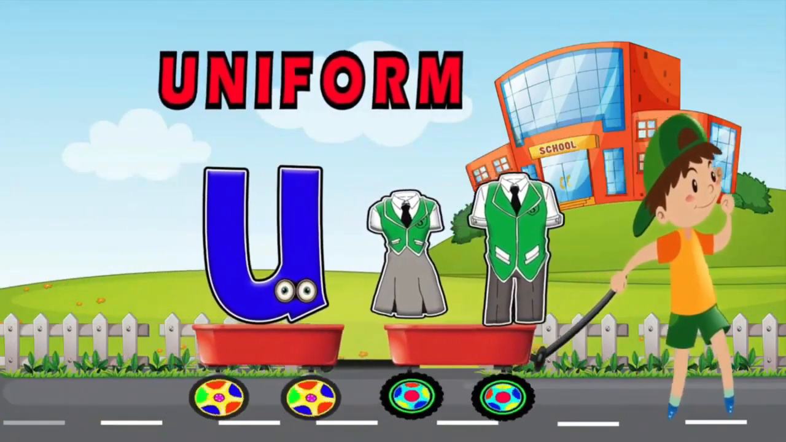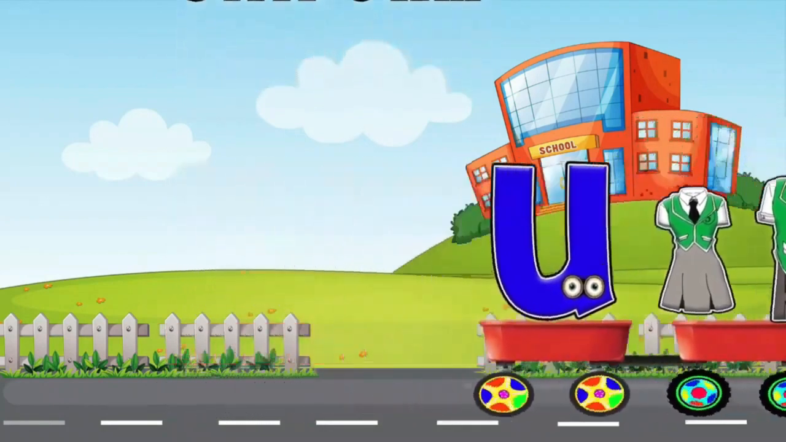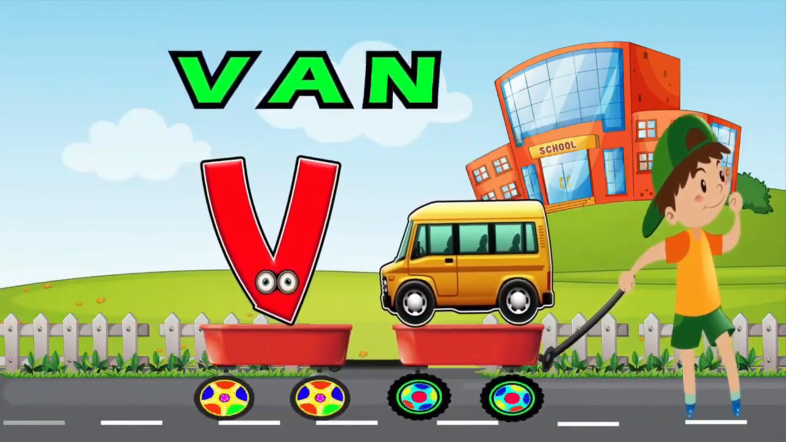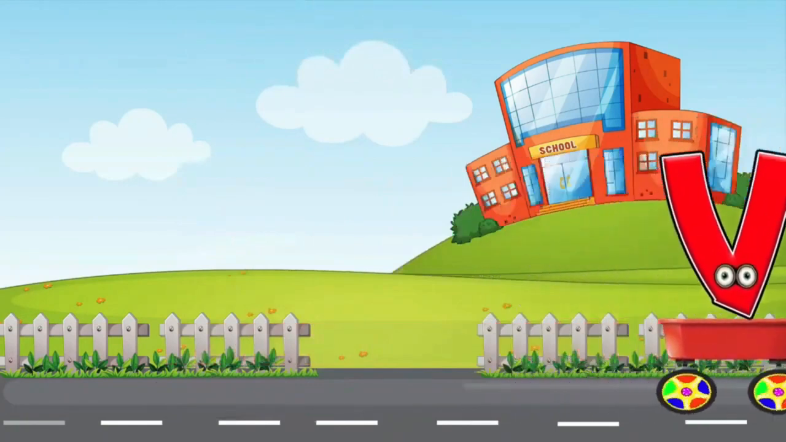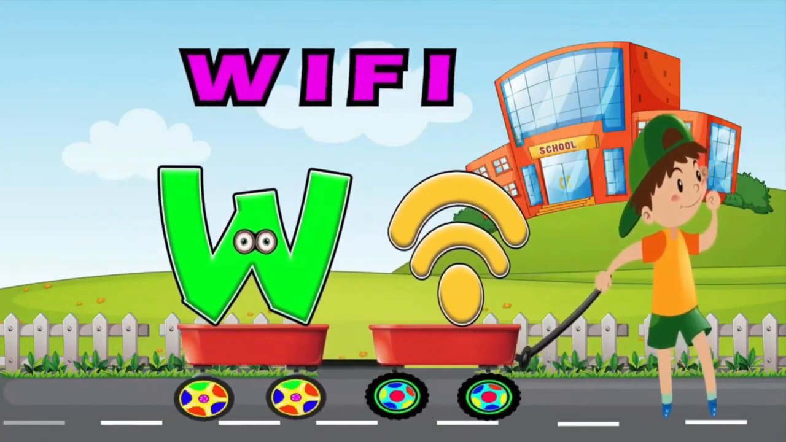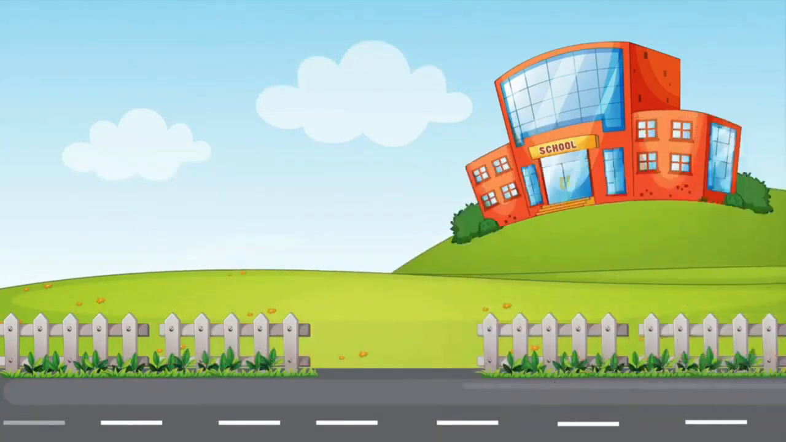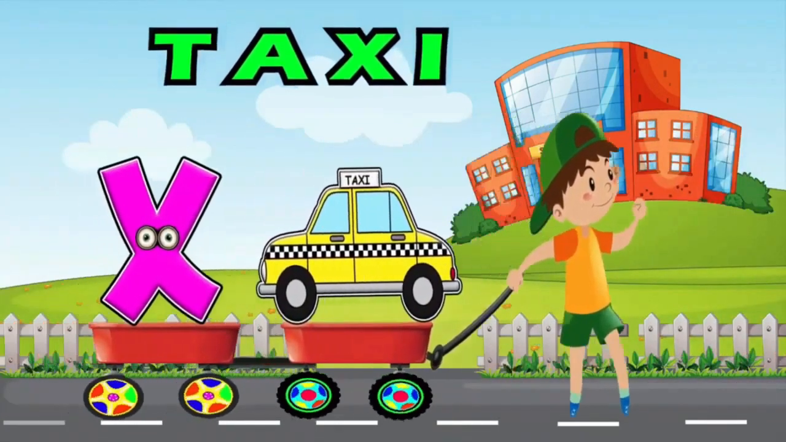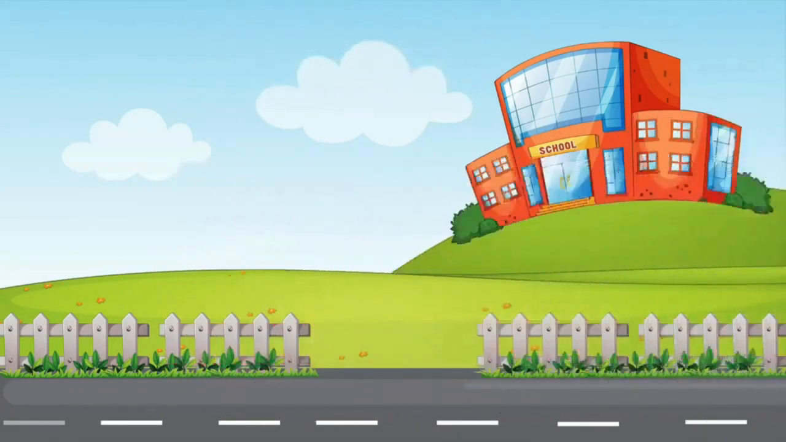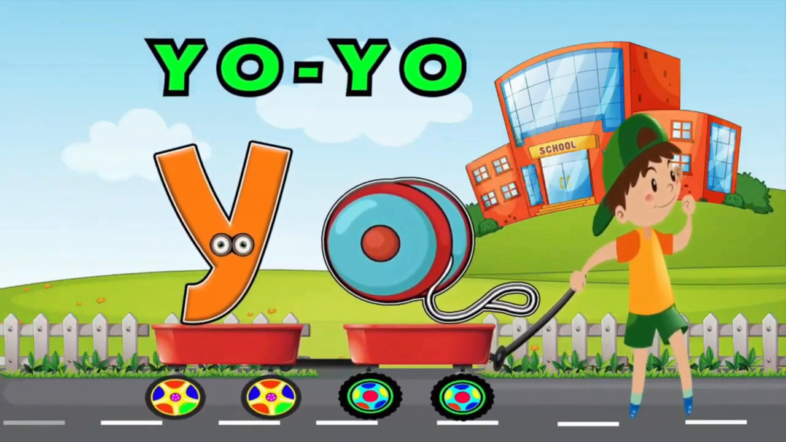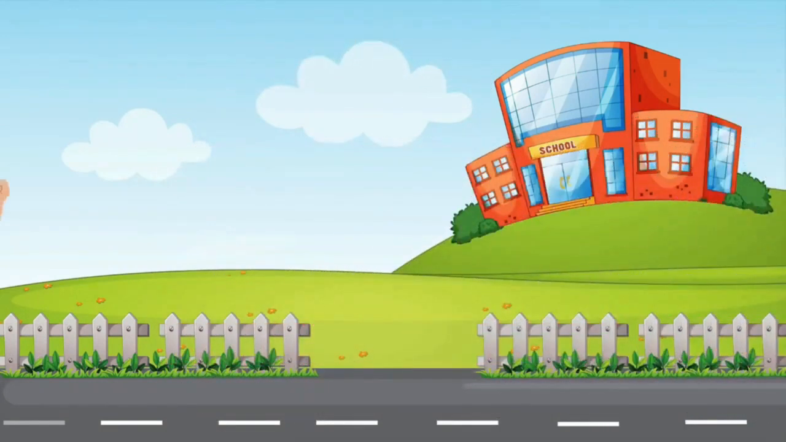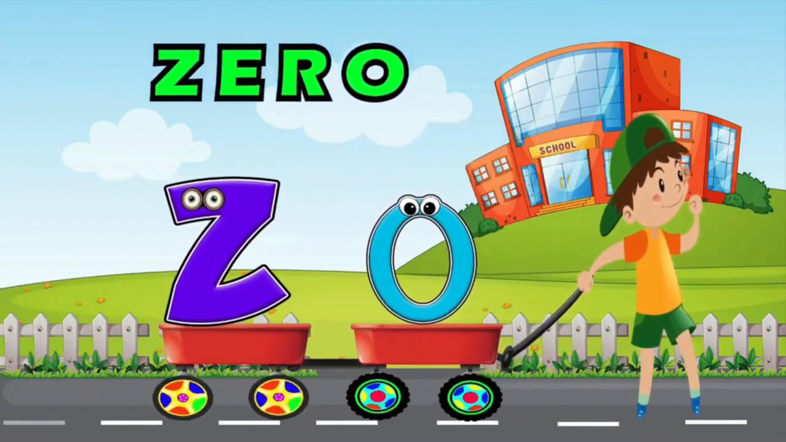U, uniform. V, van. W, Wi-Fi. X, taxi. Y, yo-yo. Z, zero.